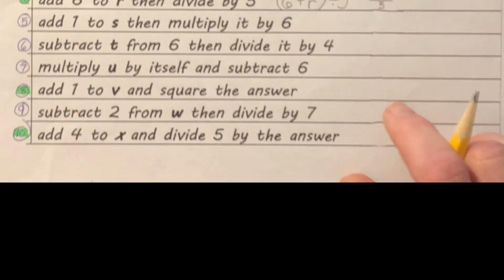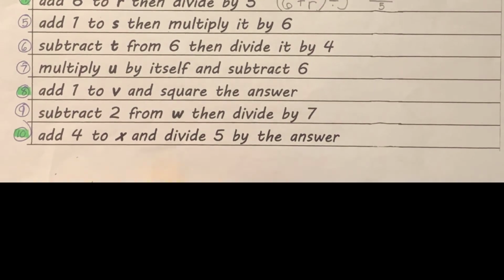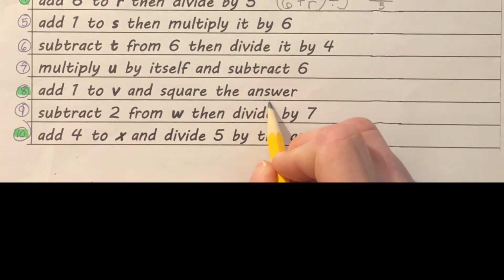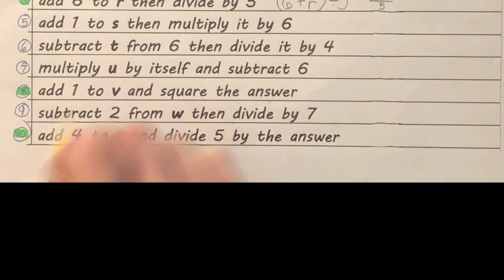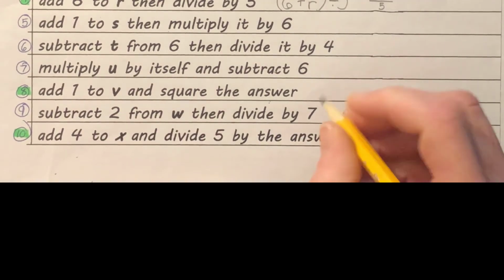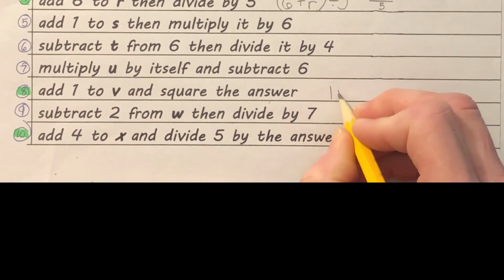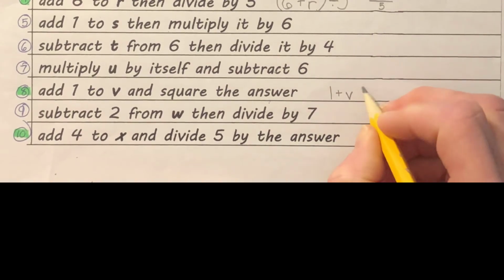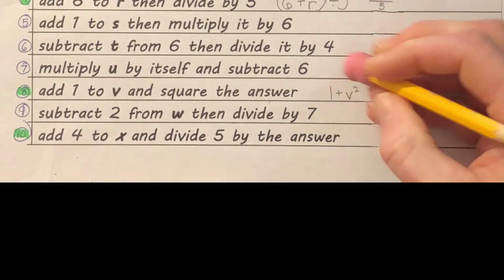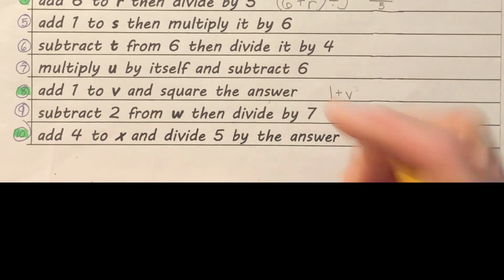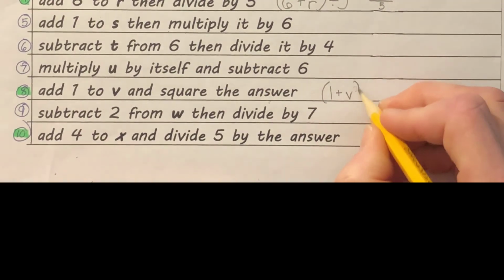Number 8, add 1 to V and then square the answer. Since we're squaring the answer, we've got to add first. Add 1 to V. If you do that, you're only squaring V. It said to square the answer, also known as the sum.